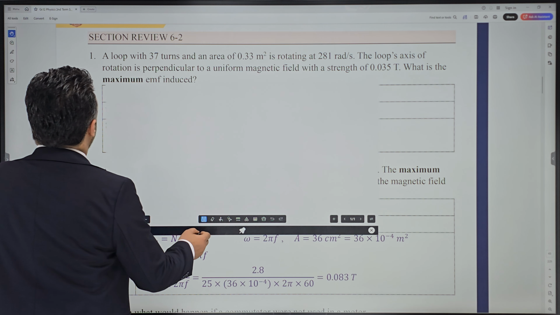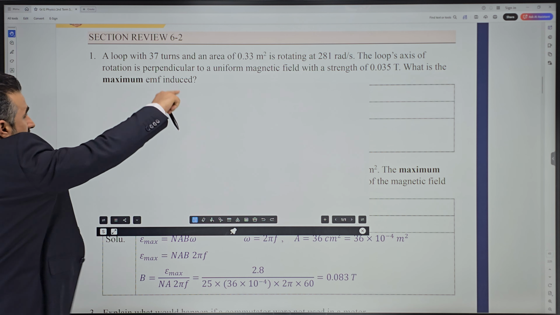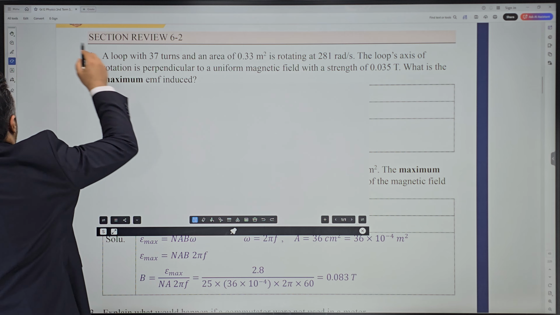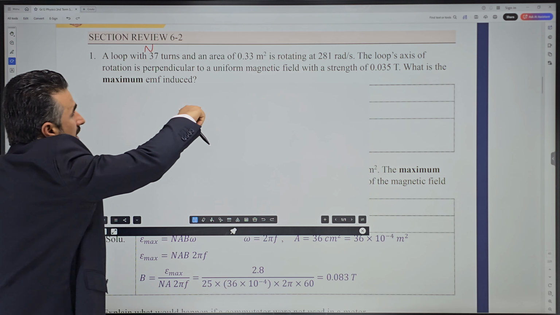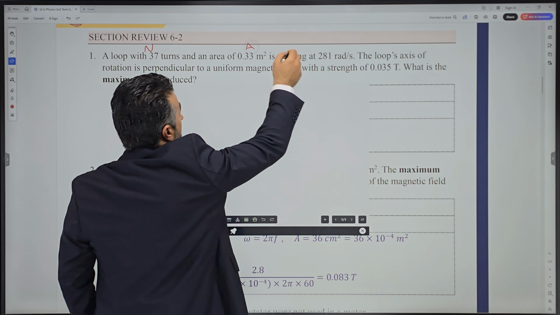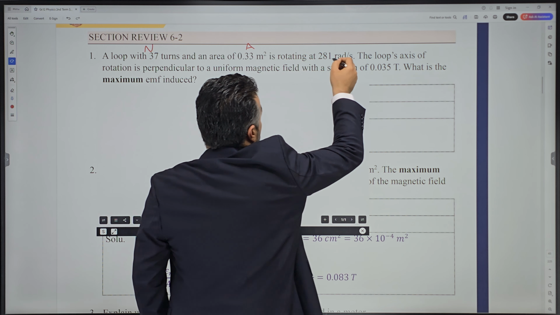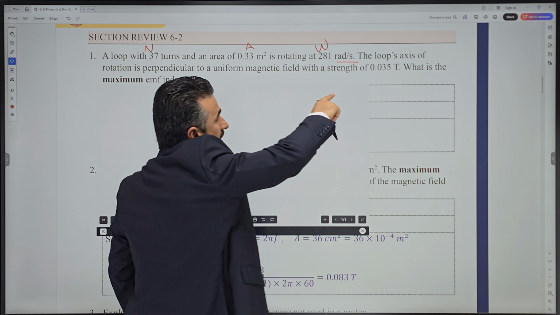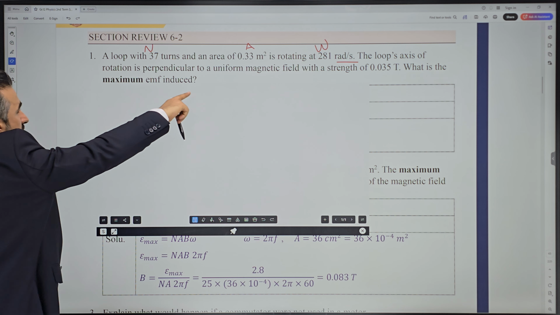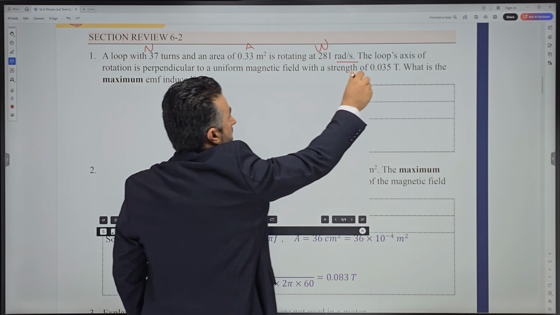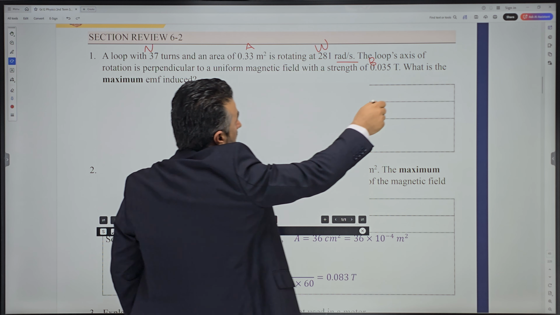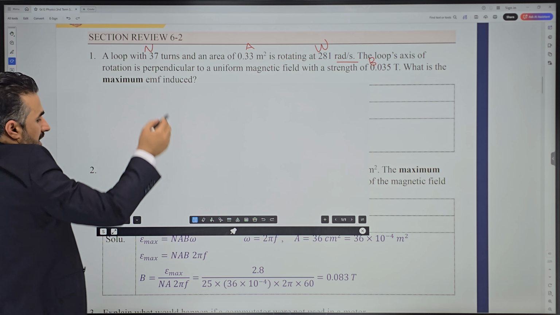A loop with 37 turns, you can call that N, and an area of this much, rotating at this many radians per second, that is omega. The loop's axis of rotation is perpendicular to a uniform magnetic field with a strength of this much. What is the maximum EMF induced here?